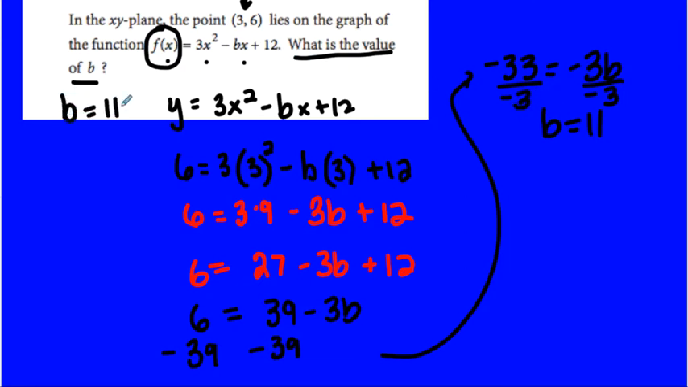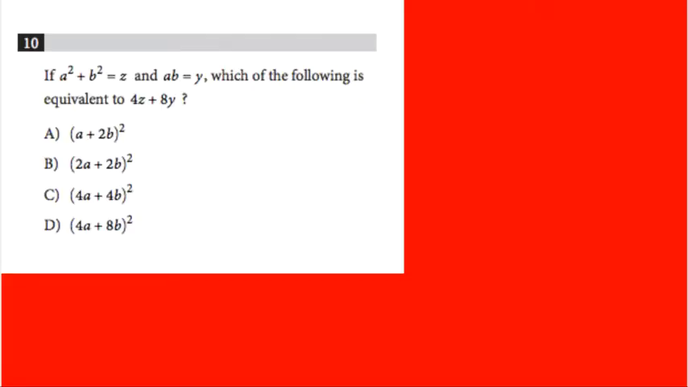So I hope you see how I use substitution there, but I noticed that I had a question that had, in essence, 3 variables. It had a y, it had an x, and it had a b. So you're going to always have to use substitution in these cases, but the question itself is a pattern I've noticed. All right, here's another one.